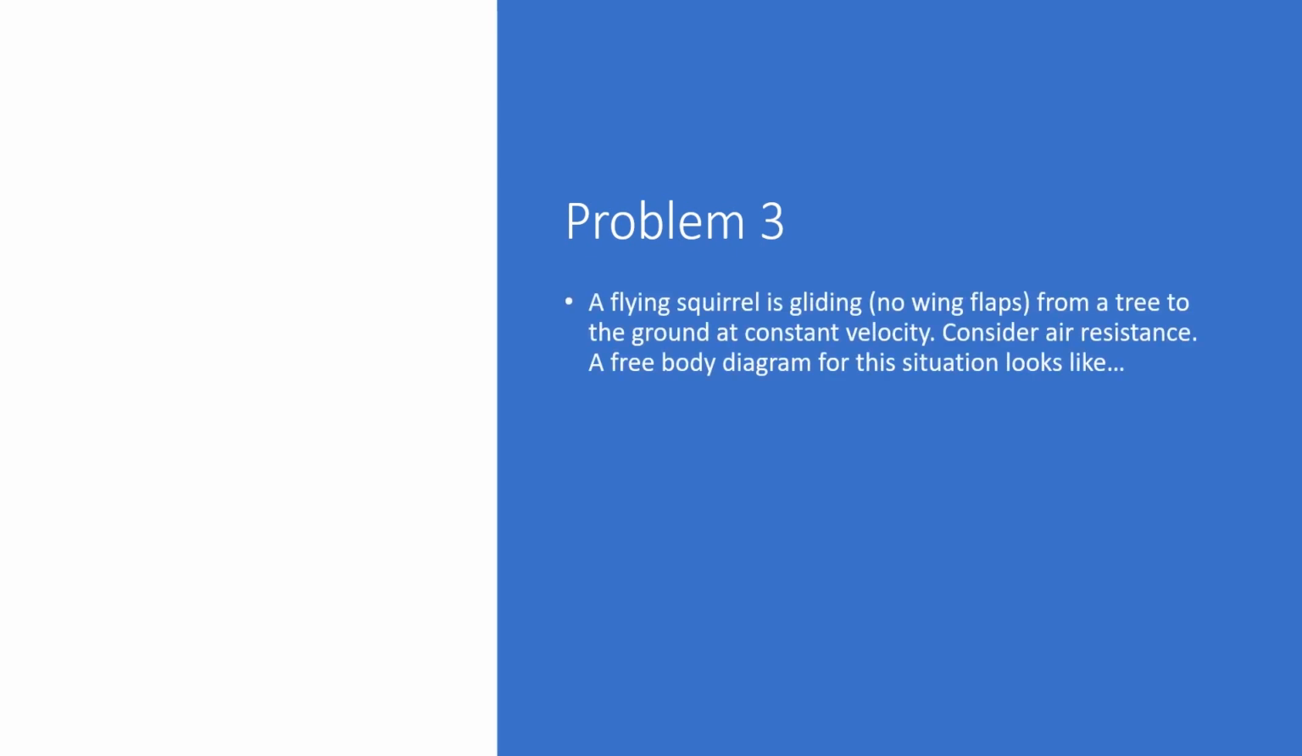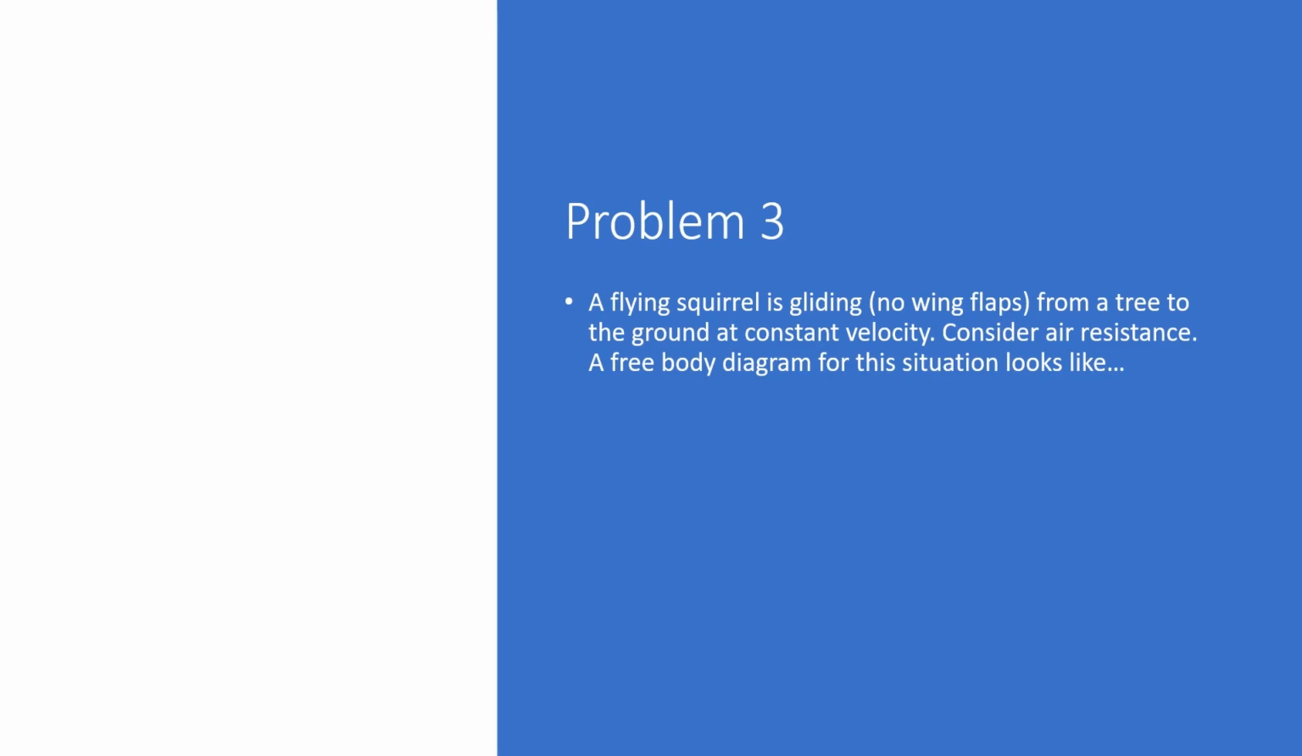In problem 3, we got a flying squirrel. That flying squirrel was gliding without wing flaps from a tree to the ground at constant velocity. Constant velocity. Think back a couple days ago. Constant velocity has an important meaning. Constant velocity means my acceleration is 0. That means there's 0 net force.